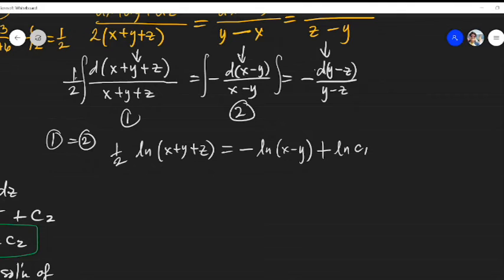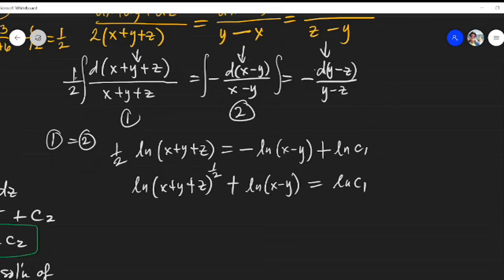So now let's transpose, and to make it a natural logarithm, we have ln of (x plus y plus z) raised to, let's say 1/2 can be put as a power. Let's say we transpose negative ln of x minus y, we have plus ln of x minus y is equal to ln of c sub 1. Since we have addition of natural logarithms, this can be a natural logarithm of a product.